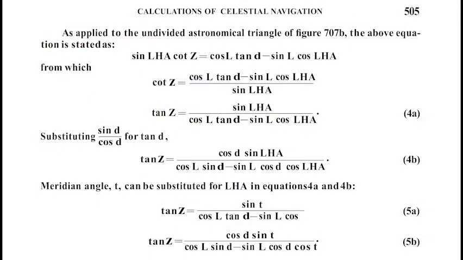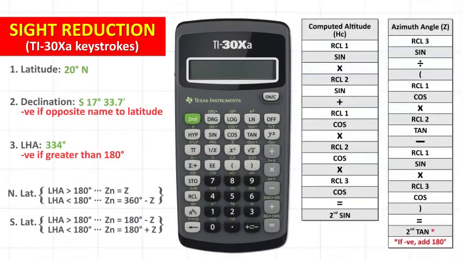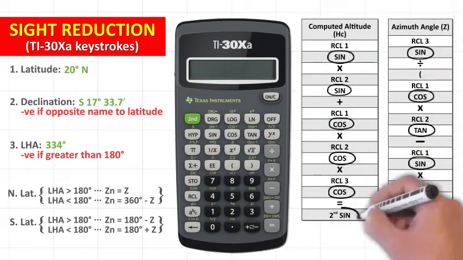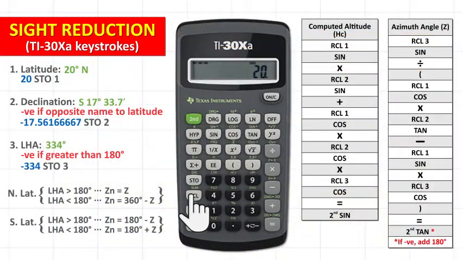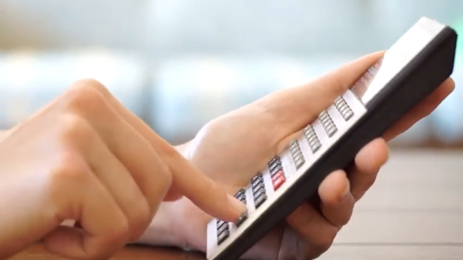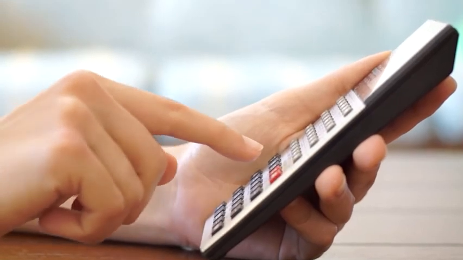These sight reduction equations may seem a bit intimidating at first, but they can quickly become familiar with a little practice. There is a rhythm in both equations. For example, in the azimuth angle equation, sine, cosine, tangent, sine, cosine, tangent. In the equation for computed altitude, sine 1, sine 2, cosine 1, cosine 2, cosine 3 equals second sine. Instructions for these equations are given. Latitude, declination, and LHA stored in the calculator are used for both equations. For most mariners, the calculator method can be significantly faster than using the sight reduction tables.